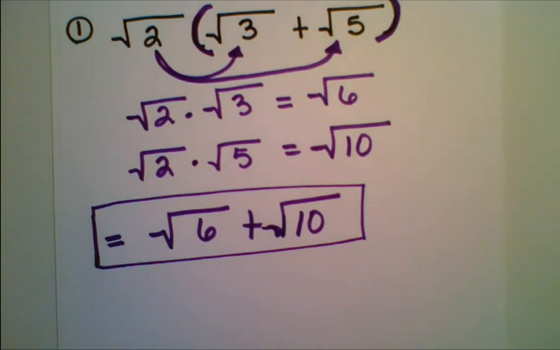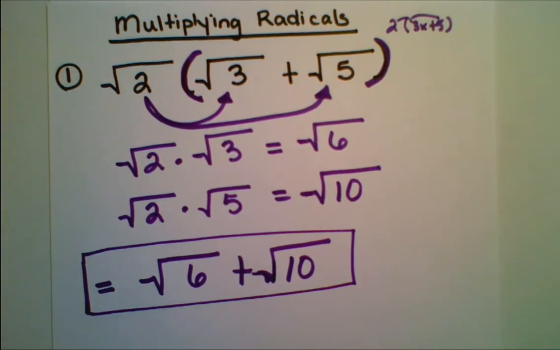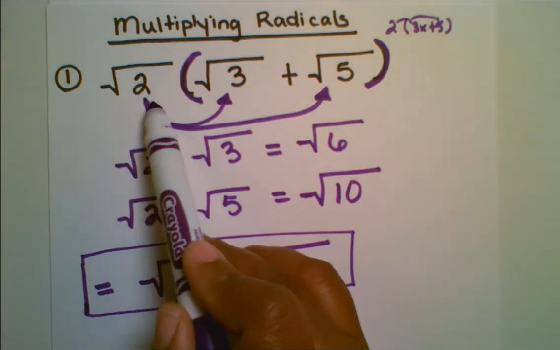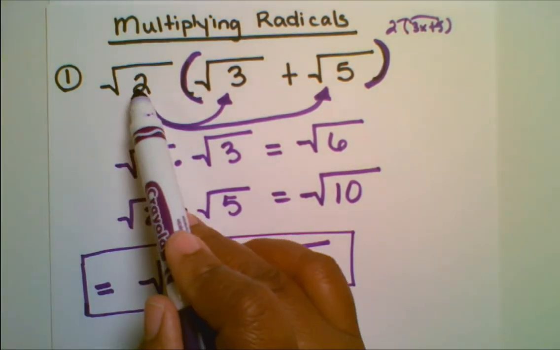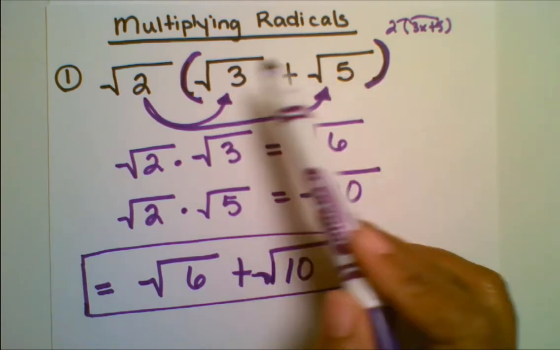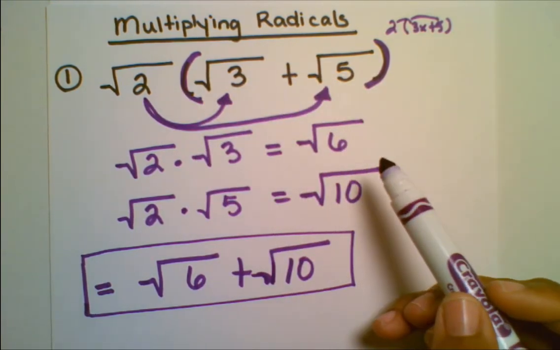So just like in your last test when we talked about multiplying polynomials and we had to use the distributive property, the added topic here is radicals. So here we have a monomial, which is the square root of 2, times a binomial, which is the square root of 3 plus the square root of 5. We had to use the distributive property.